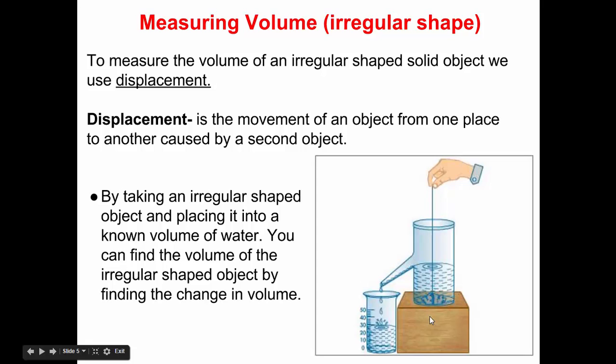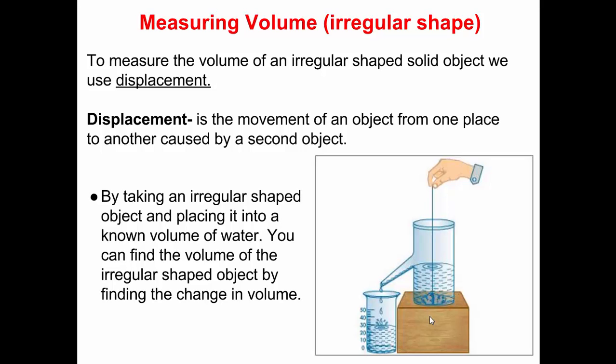So when we're measuring the volume of an irregular shape, so let's say we wanted to find the volume of a rock, a pen, a marble, something that's not a cube, it's not easy to find. We're going to use the method called displacement. And the definition of displacement is the movement of an object from one place to another caused by a second object. So what we do is we take our graduated cylinder and we put a certain amount of water in it. We find the volume of that amount of water, and then we add the rock or whatever it is we're trying to find the volume of.